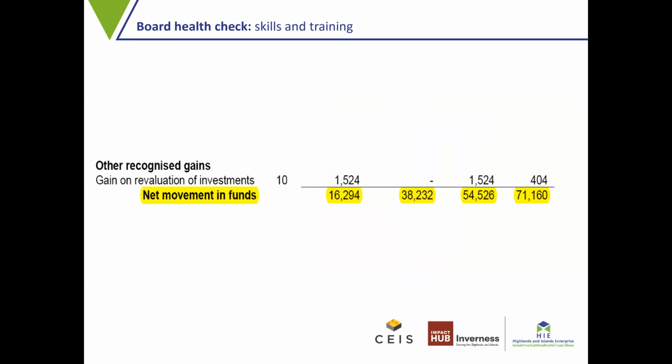The Advice Centre also has investments where any gain on the revaluation is shown within the income and expenditure account. In this case, the increase from last year is 1,524. So when this is added to the net income and resources before other recognised gains, the result is a net movement in funds for the year to 31st of March 2009 of 54,523.